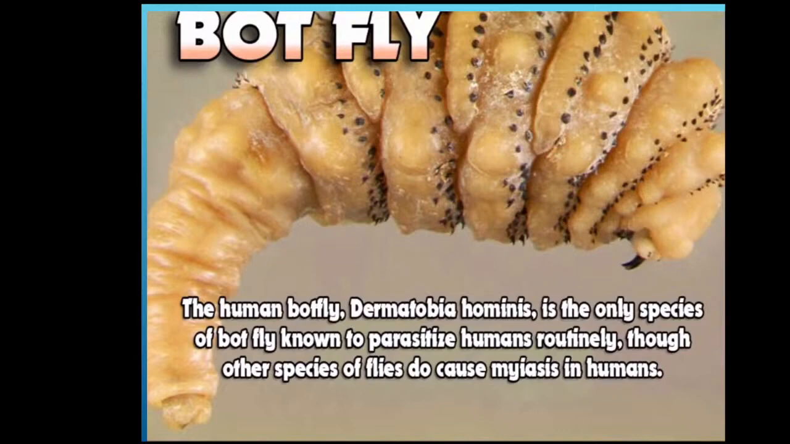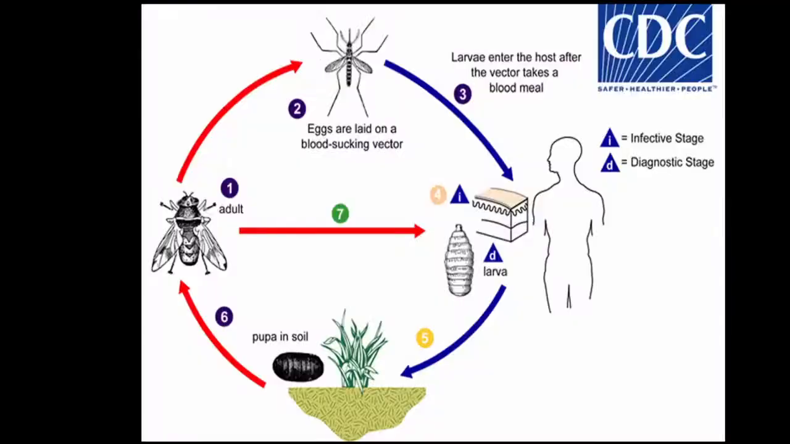After some time, these larvae fall down to the soil, transfer into pupa, and from the pupa the adult fly hatches out. So here on this slide you can see the life cycle of Dermatobia. The larvae of Dermatobia feed only on the warm-blooded tissue of people and mammals.